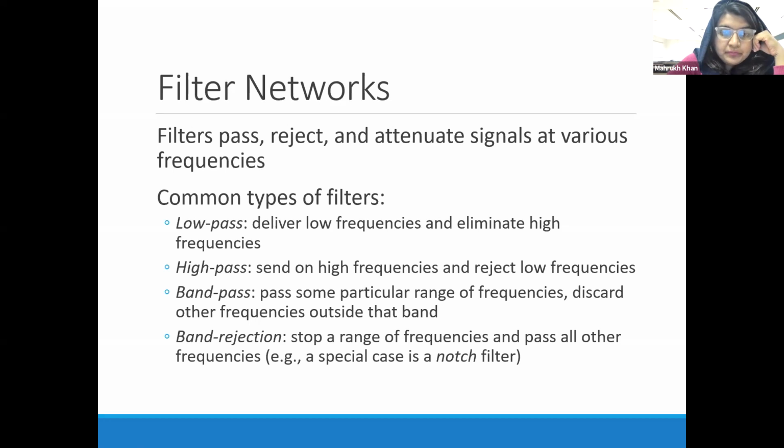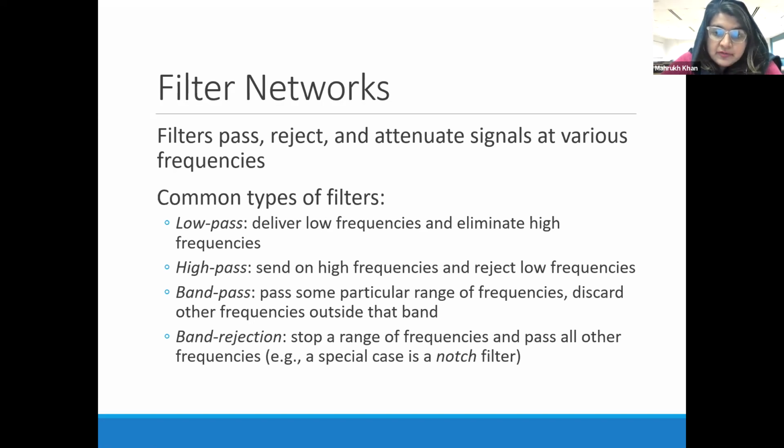So what are the types of passive filters? They reject or attenuate signals at various frequencies. Common types of filters are low-pass filters. Low-pass filters deliver low frequencies and eliminate high frequencies. High-pass filters are opposite to low-pass filters. They send high frequencies and reject low frequencies.